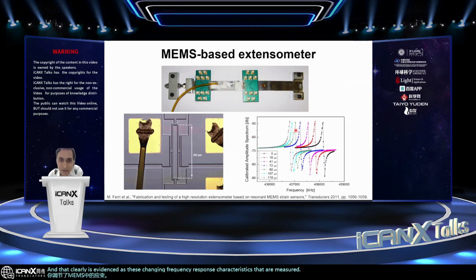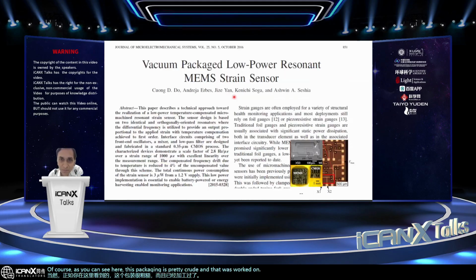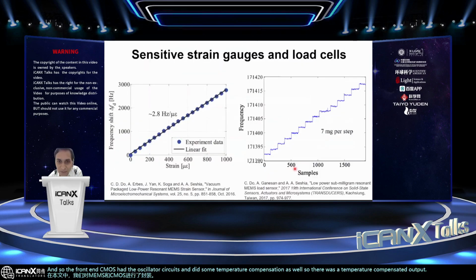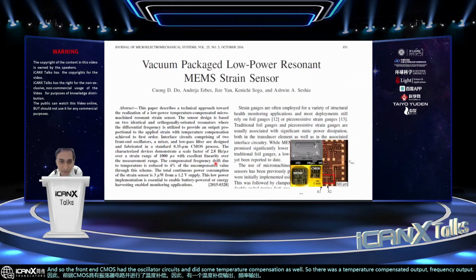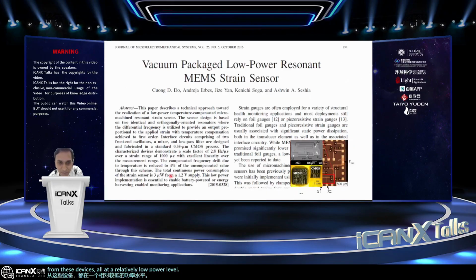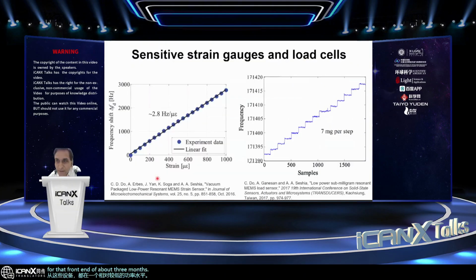That clearly is evidenced as these changing frequency response characteristics that are measured. Of course, as you can see here, this packaging is pretty crude, and that was worked on going forward to this paper, where we had the MEMS and CMOS co-packaged. So the front end CMOS had the oscillator circuits and did some temperature compensation as well. So there was a temperature compensated frequency output from these devices, all at a relatively low power level for that front end of about 3 microwatts.